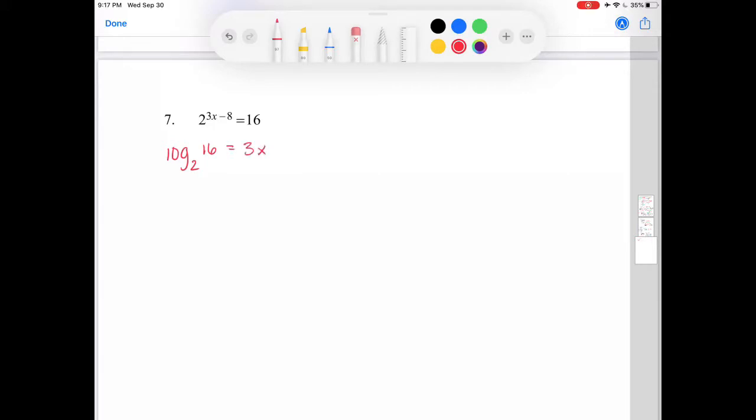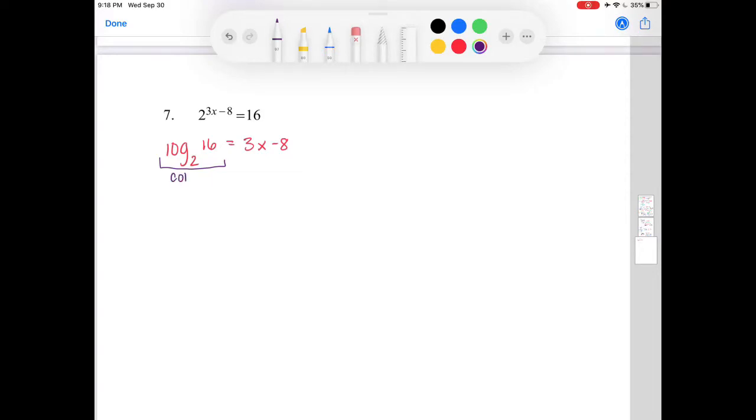So my base is 2. I'm going to put that in the basement on my log. Keep the 16 on the left and put the 3x minus 8 on the right. As I do this one, I know that I can put that in the calculator.